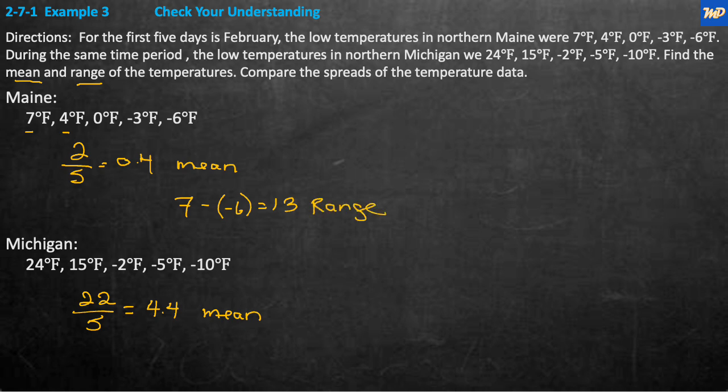How about Michigan? The highest value is 24, they're in order. I have 24 minus -10. That equals 34 is the range. So the spread is almost 3 times as much, a much wider range. So Maine's weather was more similar every day. Ours here in Michigan, particularly in northern Michigan, that's where we're coming from, is spread out farther.